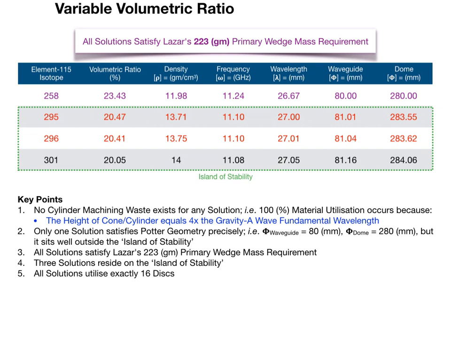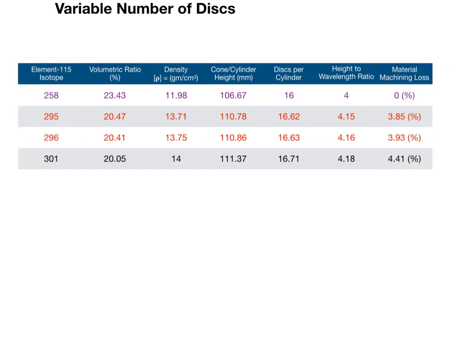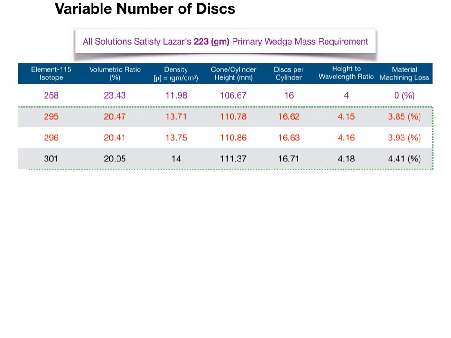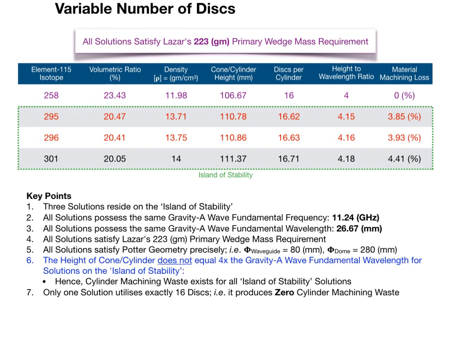Let's now have a look at what happens when we allow the number of discs to vary. The thickness of each disc is important because it's constrained to 1/4 of the gravity A wave fundamental wavelength. This means that the number of discs determines the height of the cone/cylinder. Thus, the height to gravity A wave fundamental wavelength ratio determines the proportion of element 115 cylinder material which will be machined away, thereby constituting waste.